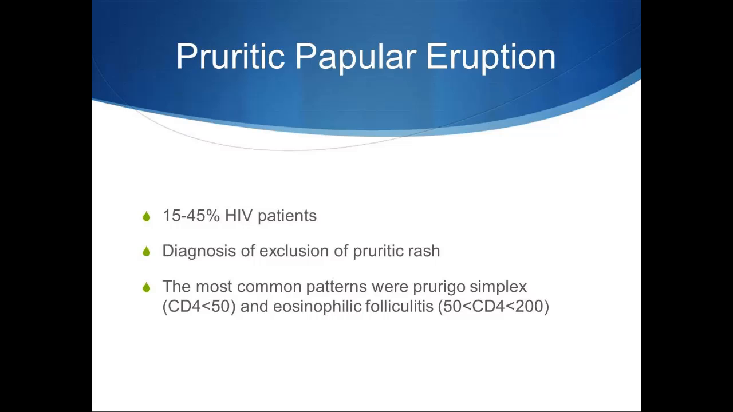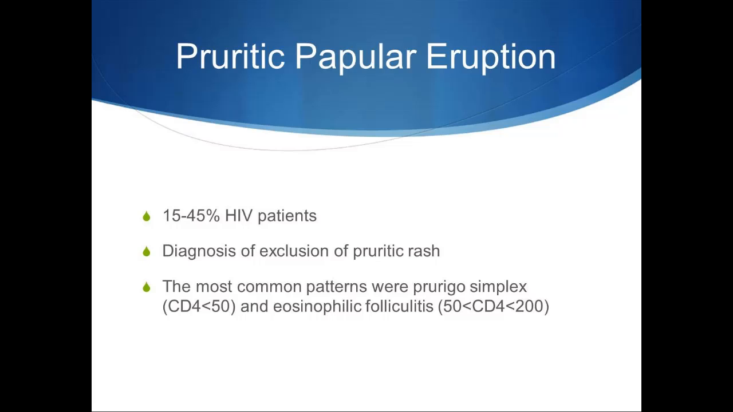I'm going to continue with the inflammatory skin diseases, and this is very characteristic of HIV infection. These are the pruritic papular eruptions. They are very common in HIV patients. They are encountered in 45% of these HIV patients, and they are a diagnosis of exclusion of any psoriatic pruritic rash. We have 2 subcategories.